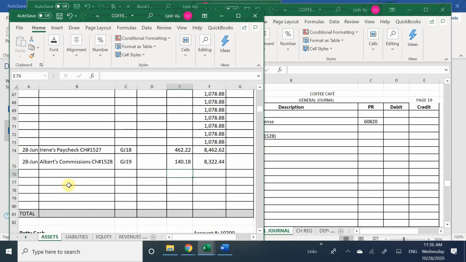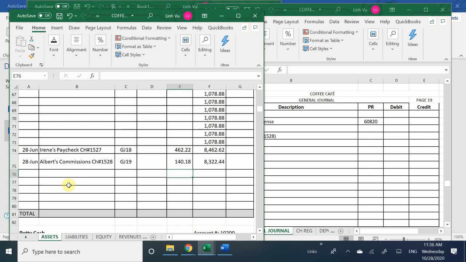But because we've fully employed Irene, we don't have any other benefits except for the ones that are mandated by the federal government. So that's the difference between Irene and Albert. Irene is a full employee, so we are fully responsible to pay for every single liability that is for Irene. Albert is an independent contractor. He's just considered an expense to us.